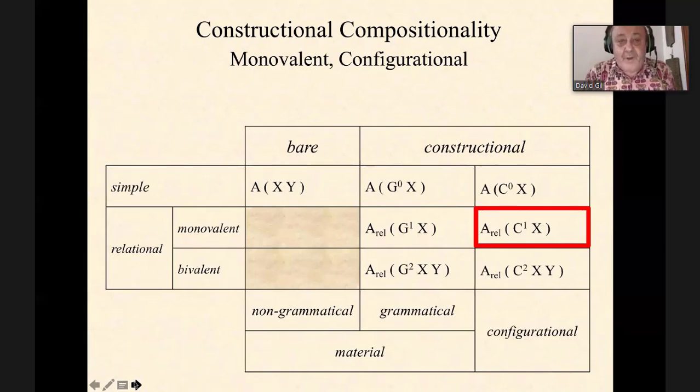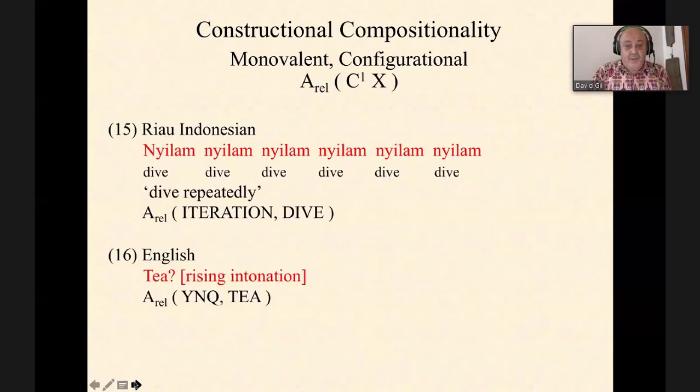The fifth type of constructional compositionality involves configurations. Here are two examples that look similar to the previous two that we saw from Indonesian and English, but different in a crucial way. Nyilam means dive. Nyilam, nyilam, nyilam, nyilam, nyilam, nyilam means dive again and again and again. So why is this like our boatman shouting the destination again? Because what's crucial here is that the iteration applies to diving.